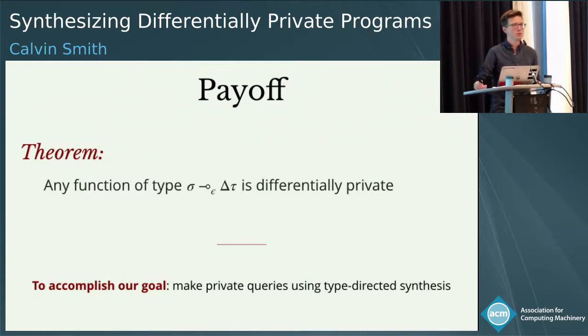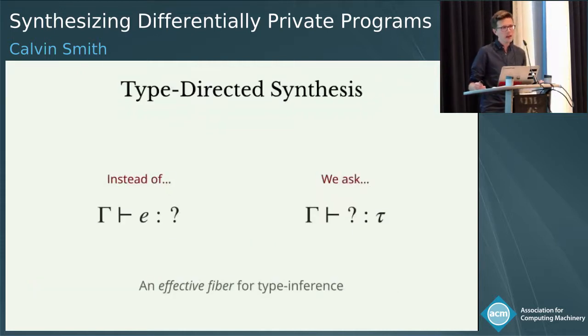Namely, all we have to do is perform type-directed synthesis starting with this type. Now, if you're not familiar, type-directed synthesis is sort of an effective inversion of type inference. Instead of asking something like, here's a context and an expression, I want to know what type it is, I'm really going to be asking, here's a context and a type, give me as many expressions as you can that make that typing judgment valid when plugged into the exclamation point, or the question mark. If we can solve this problem, we're going to be able to synthesize differentially private programs. So how do we actually solve this problem?